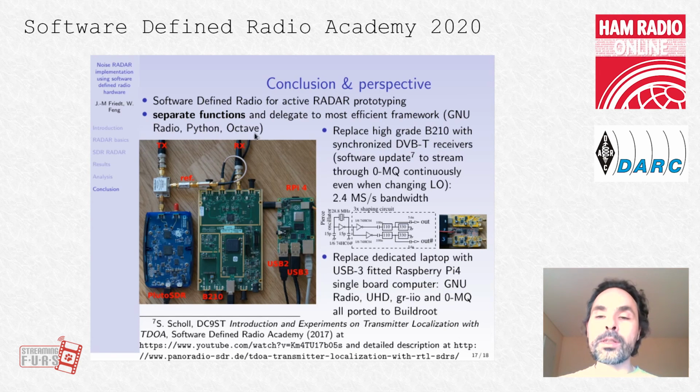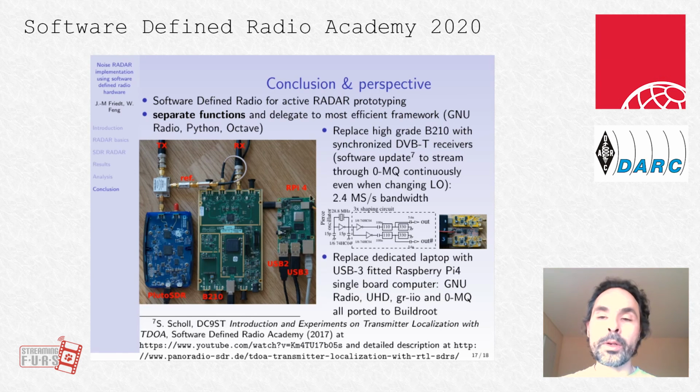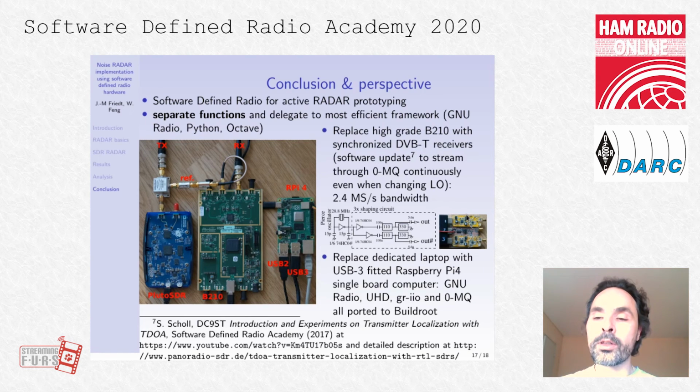Now, it could be possible to replace, here we use a B210, which is a rather expensive hardware. We could replace it with synchronous DVB-T dongles. We've done this already. So here you have these TV dongles, and many authors have shown that you could synchronize the two channels by feeding them with the same clock. I would advise using a differential clock feeding approach, but this works well.